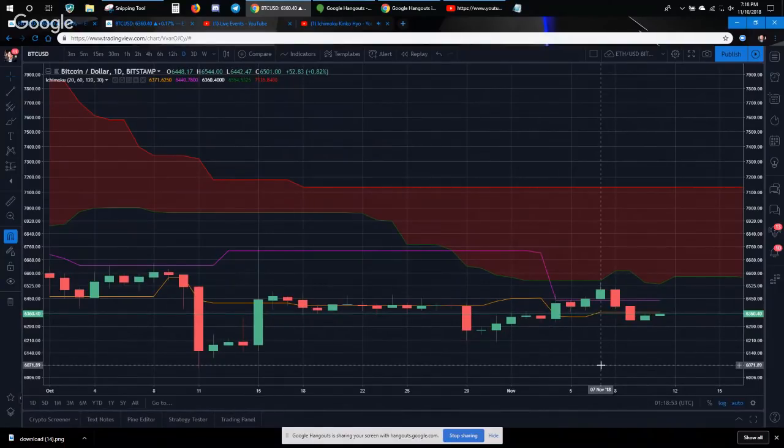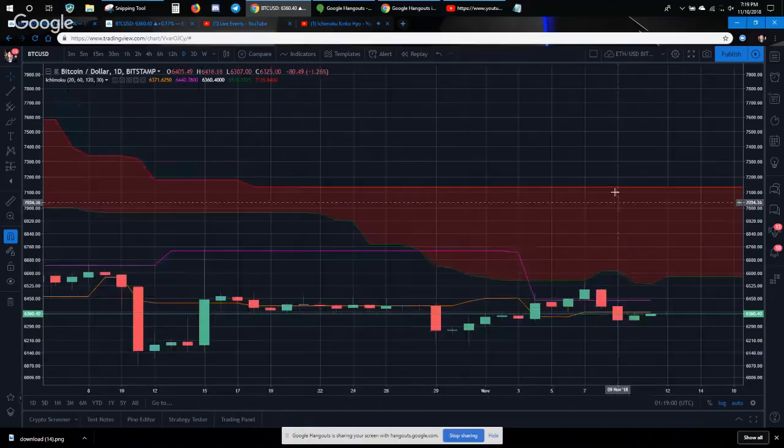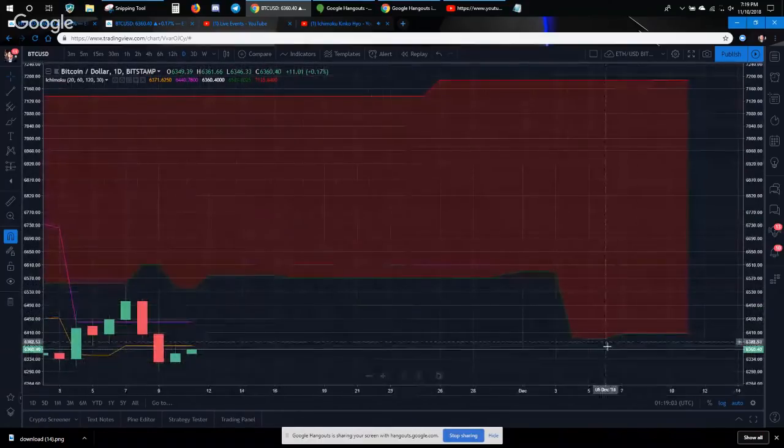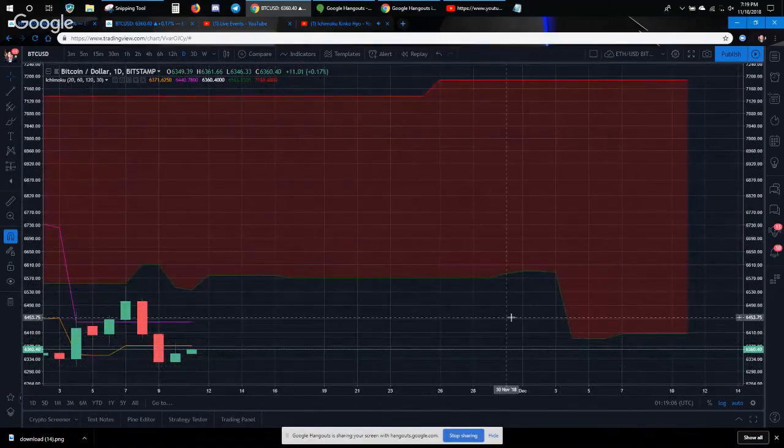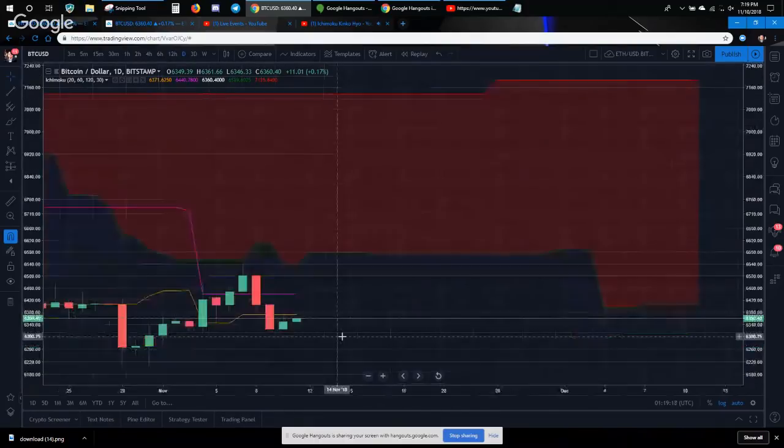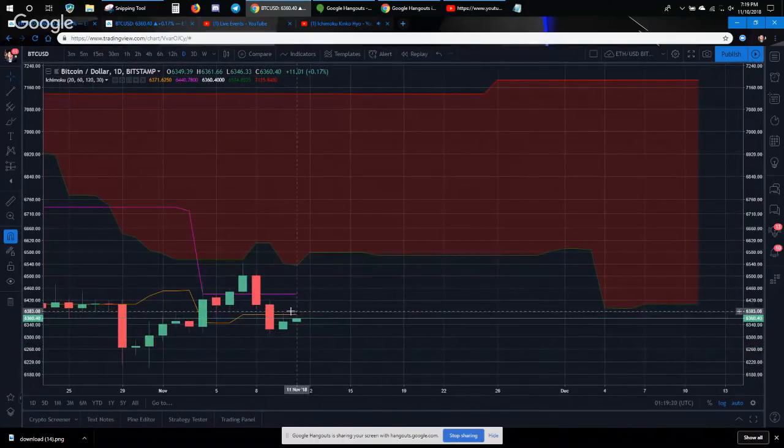It is also referred to as the leading span because it's plotted 30 periods, or 26 on default settings, in the future and forms the faster cloud boundary, as can be seen up here. If the price is above the Senkou span, the top line serves as the first support level, while the bottom line serves as the second support level. In this case, price action is below the Senkou span, so it acts as resistance, the first resistance level, while the second acts as a second resistance level.